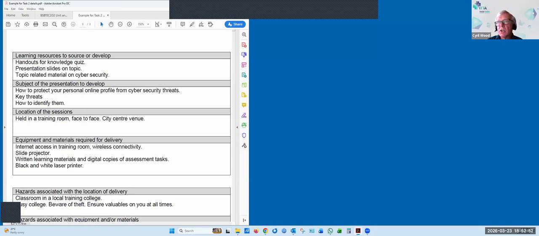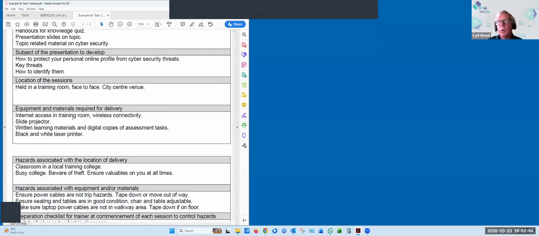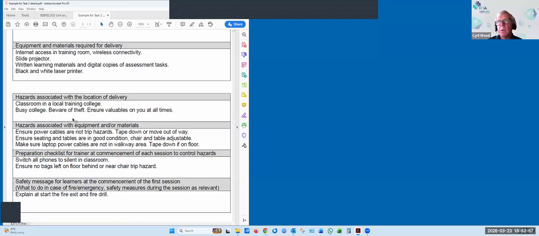Then the basic logistics: where the sessions are being held, what equipment you need, and what hazards there might be associated. In this one, because it was a community college classroom in a local training college, a busy college, I'm saying beware of theft, store valuables at all times, but it's to do with the location. I'm not expecting you to write that sort of thing with yours, but it's what I would say to the students if they came along: make sure your valuables, don't leave them in the class if you go out for lunch or a break and so on.